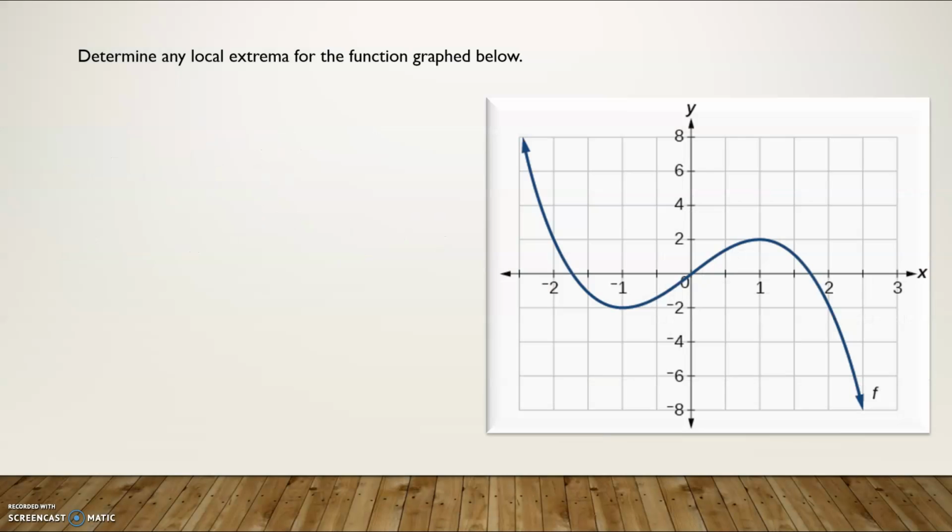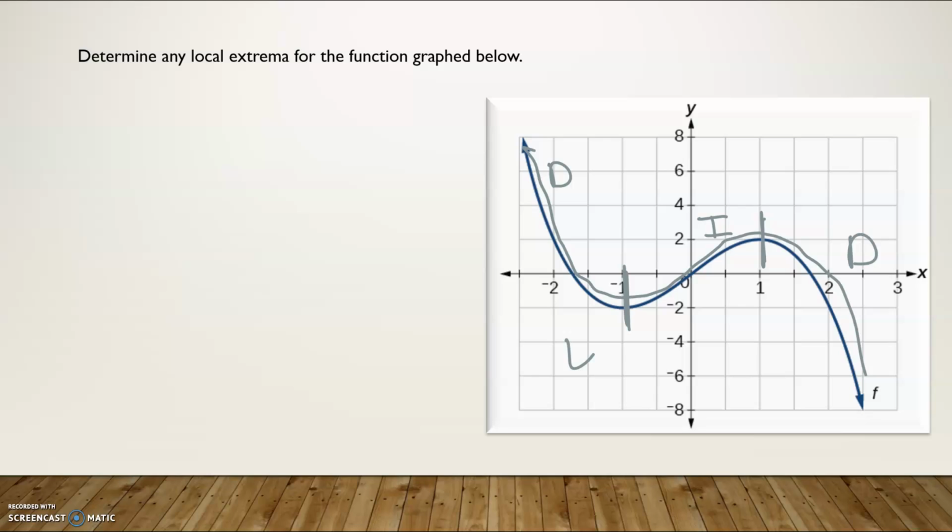Okay, so let's look at this one right here. Determine any local extrema for the function graph below. Well, notice right here, I'm going from decreasing, decreasing, decreasing, now I'm increasing, increasing, now I'm decreasing. Okay, so we're decreasing here, we're increasing here, and we'll draw little lines here, and we're decreasing again. If we're going from decreasing to increasing, I have a local minimum.